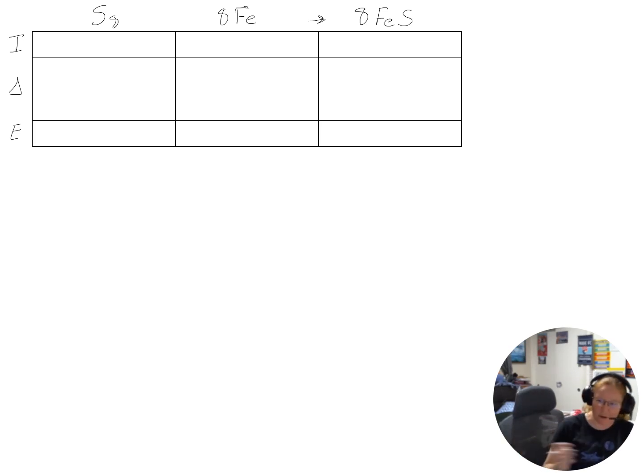Okay, so we started off with 2 moles here, 7.5 moles there, and none there, okay? Now, during our reaction, I have no coefficient in front of the sulfur, so I'm going to lose 1 equivalent. I have 8 in front of iron, so I'm going to lose 8 equivalents. Okay, and I have an 8 in front of iron 2 sulfide, so I'm going to gain 8 equivalents. Okay, so now we need to figure out x.